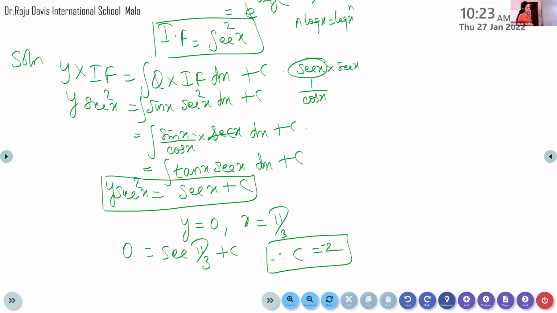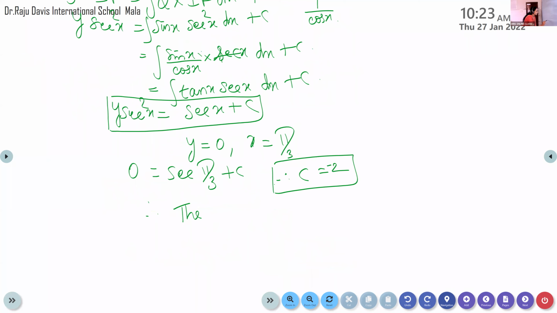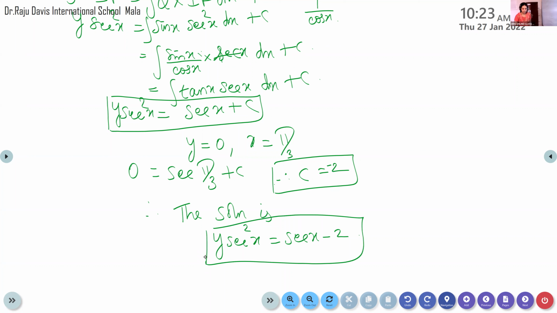After finding c, write the solution. Therefore, the solution is y sec square x is equal to sec x minus 2. This is the solution. We call it the particular solution because we find the particular value of c. This is called the particular solution.